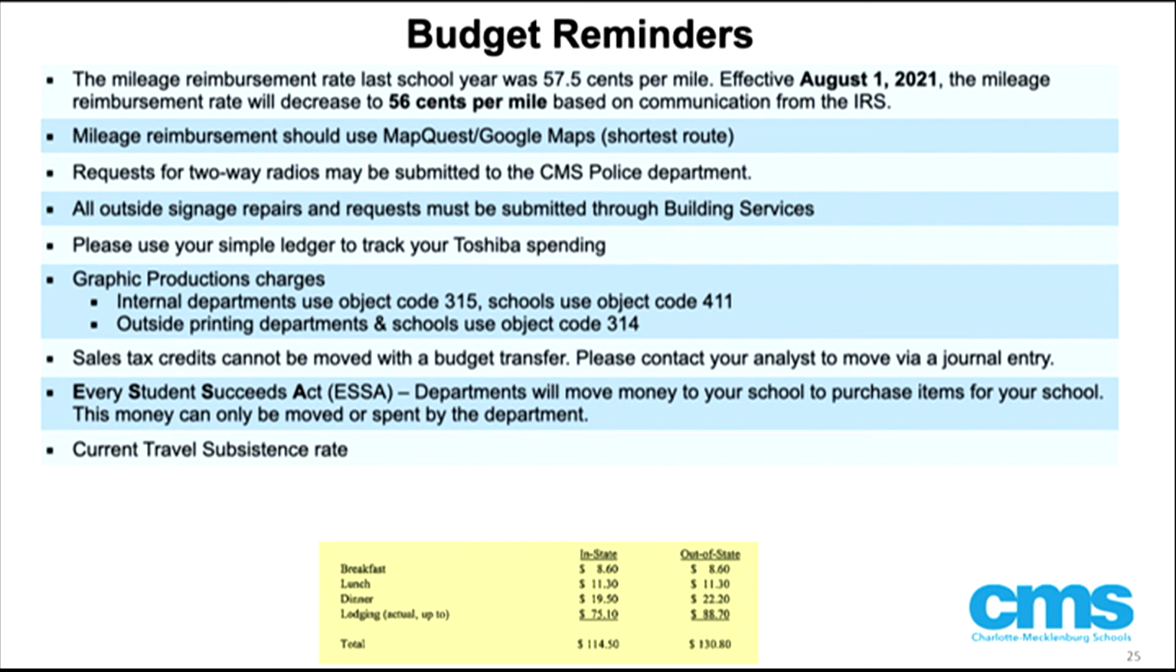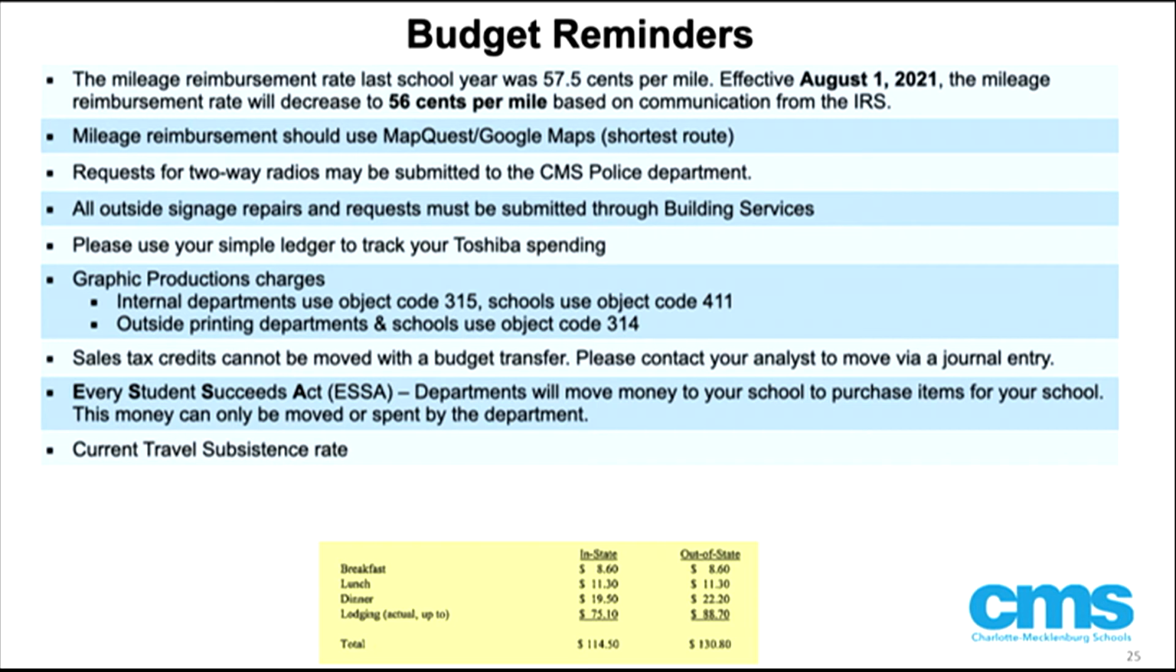And here are some budget reminders. Don't forget, mileage reimbursement rate last school year was 57.5 cents per mile. Effective August 1st, 2021, the mileage reimbursement rate will decrease, unfortunately, to 56 cents per mile. And that is based on communication from the IRS. Just remember that we're going to make the adjustments because this rate did take effect in January, so we'll go back and make the adjustments for you.